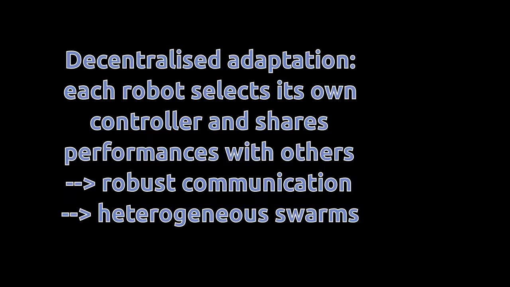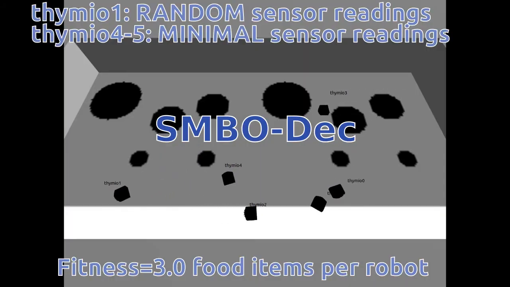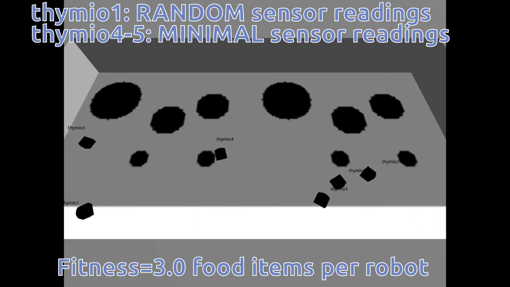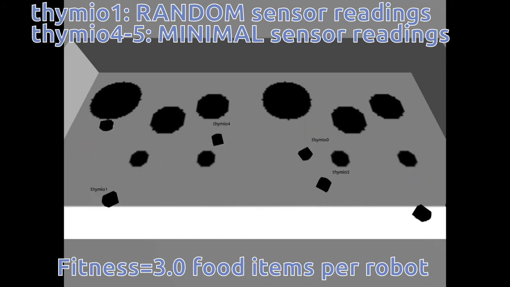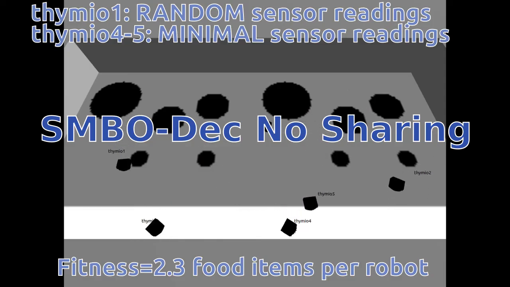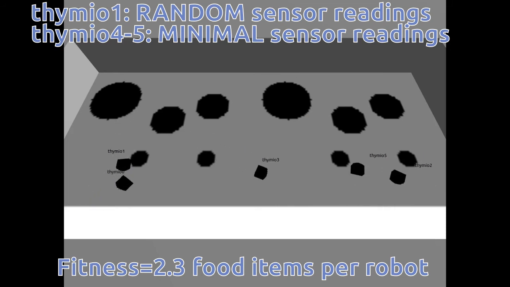We also study decentralized adaptation, where each robot selects its own controller and then shares performances with others. This allows more robust communication with fewer failure modes, and also allows us to compose heterogeneous swarms, in which each robot with the same fault conditions has the same controller. In this case, we can see that SMBO decentralized efficiently moves back and forth from food source to nest. Removing the sharing, such that each robot has a different controller, makes the recovered behavior less efficient.